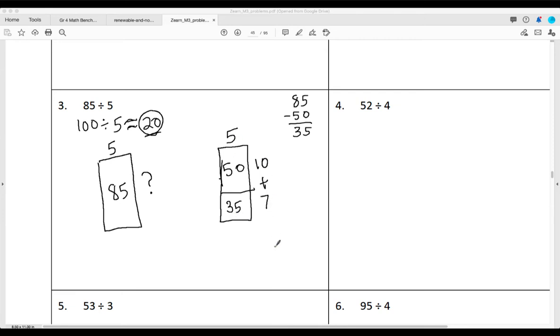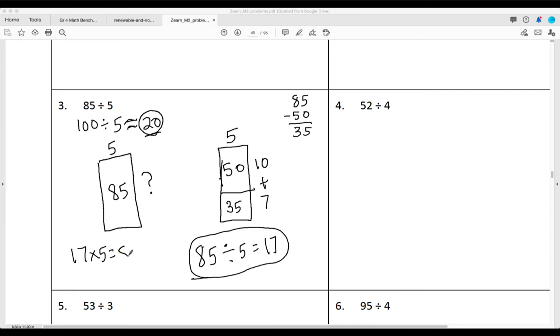So 10 plus 7 is 17. That is my quotient. So 85 divided by 5 equals 17. That is my answer, 17. And you can always check this by doing 17 times 5, and you should get 85.